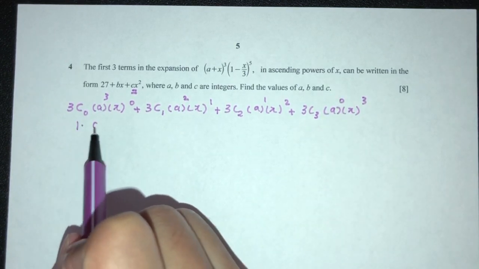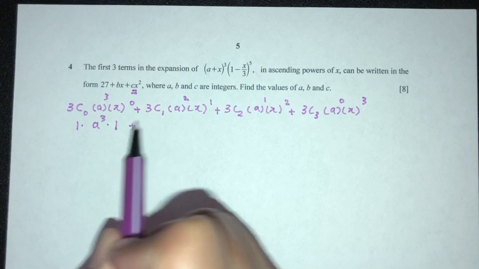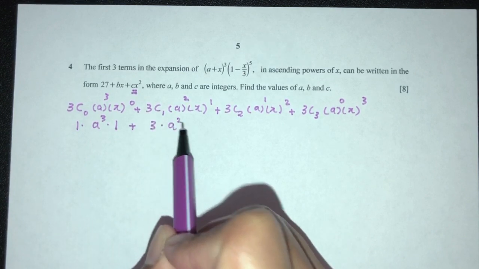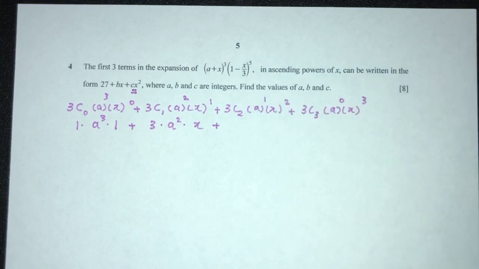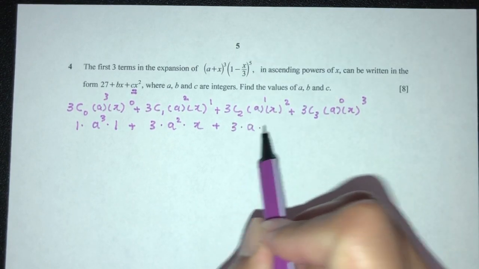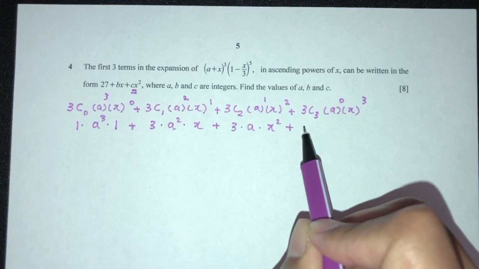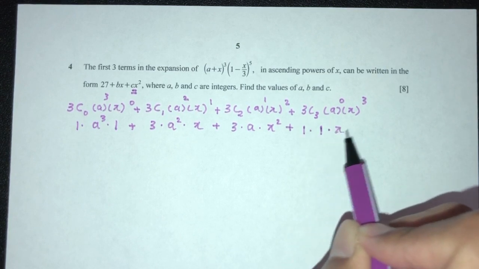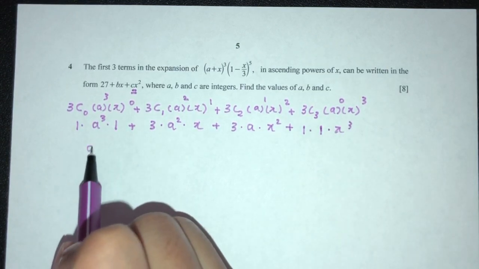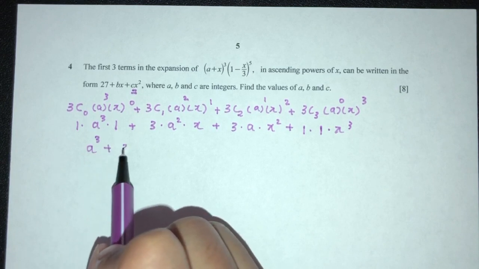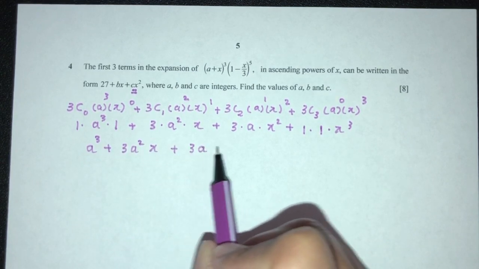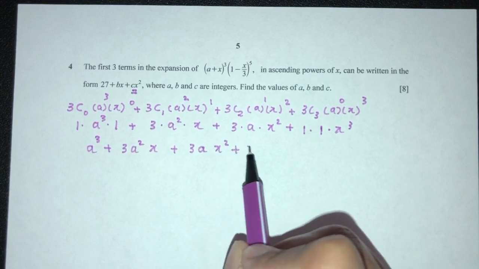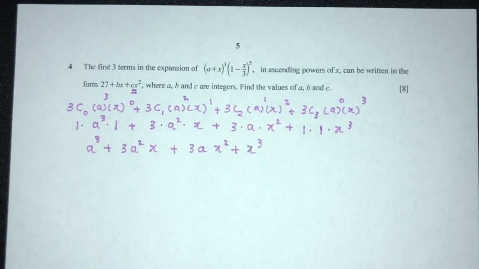That is 1 times a power 3, times 1, plus 3 times a squared times x, plus 3 choose 2, that is 3 times a times x squared, that will be 1 times x cubed. So that will give you a cubed plus 3a squared x plus 3ax squared plus x cubed. Okay, this is the expansion for this one.